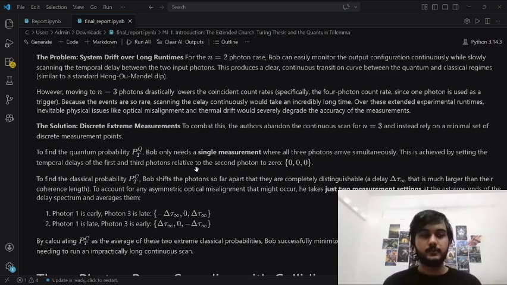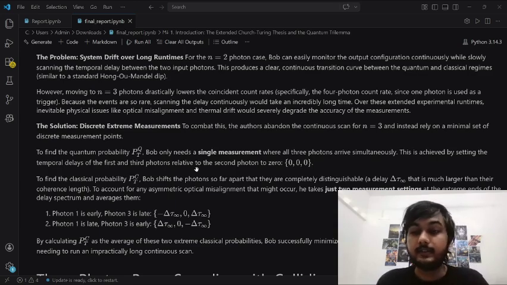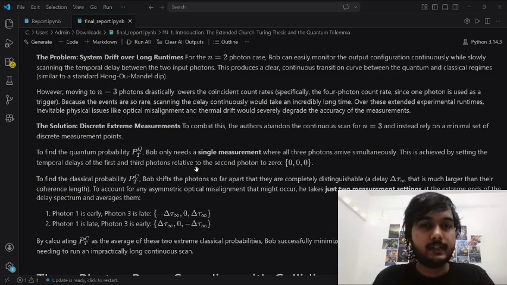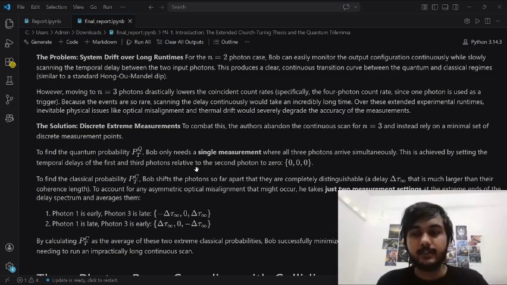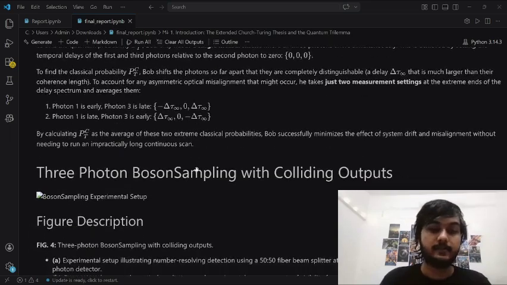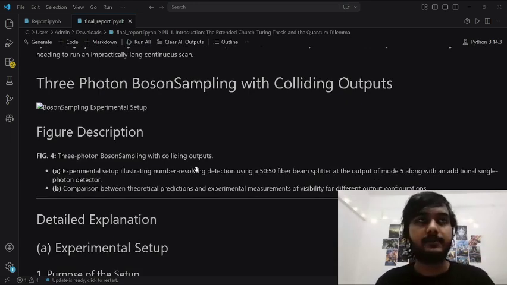We discussed the PQT part. There the delay they set is zero, and in the PCT part the delay they put is a lot greater than the coherence length L, denoted here by delta tau of infinity. So to reduce the error, they first give minus delta tau infinity to photon 1 and plus delta tau infinity to photon 3, and then they reverse this order and take the average to get more accurate results.